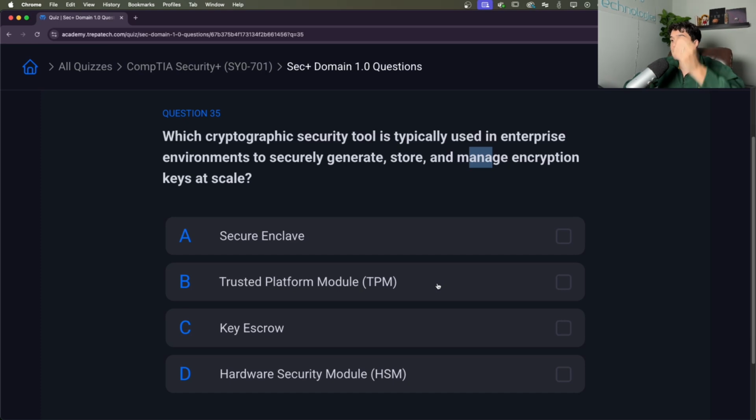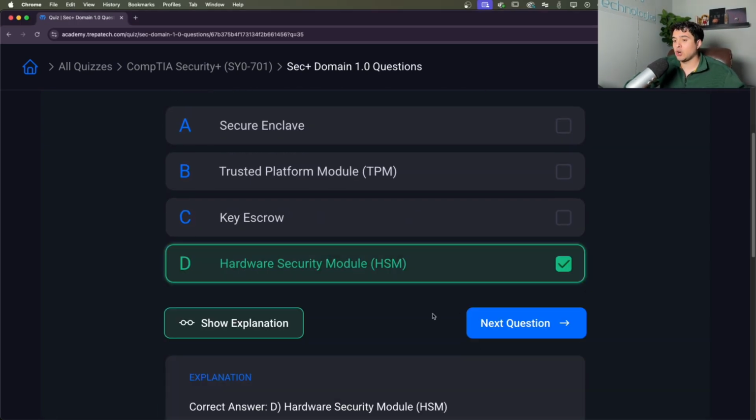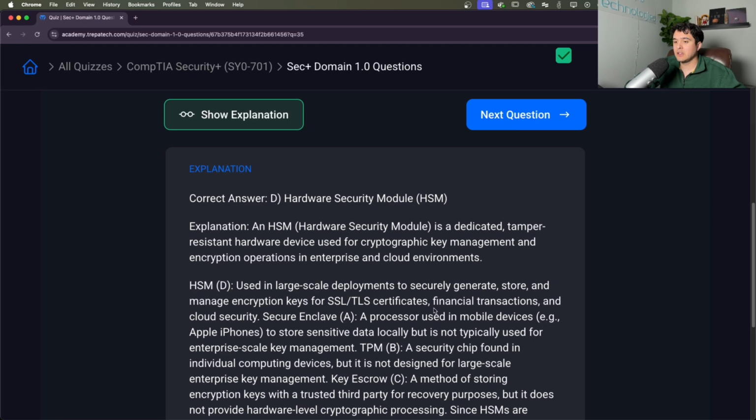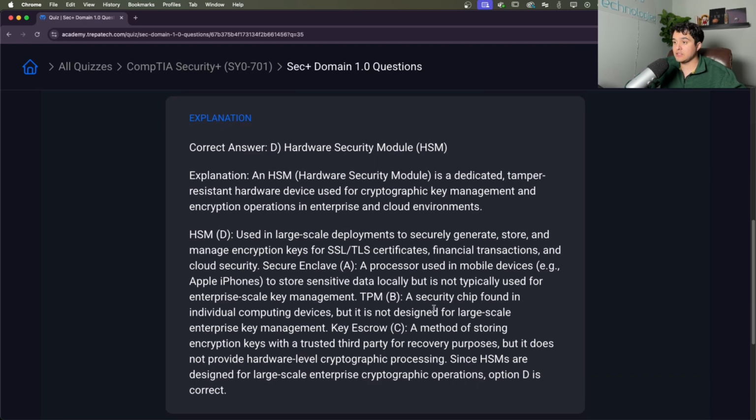So remember, TPM is something that's built into an embedded system. It's an embedded thing, like on a motherboard. I am thinking hardware security module for this question, and that's because really the store and manage. That's what an HSM is there for, and it's meant to be its own dedicated appliance. So I'm going to go with D, hardware security module. Pause the video if you'd like to read the explanation.